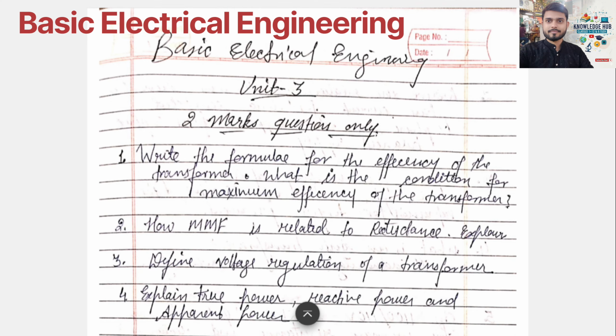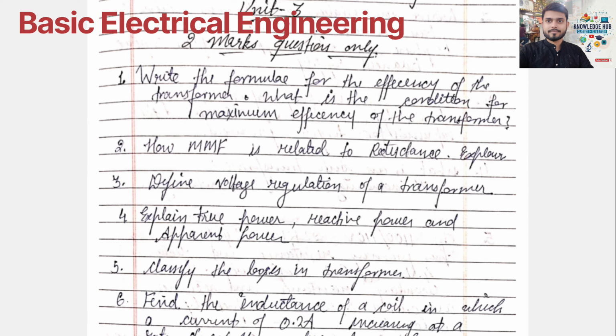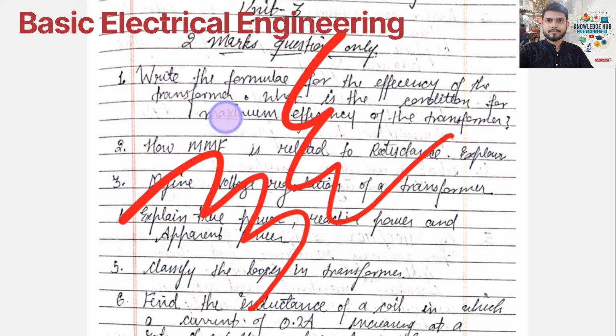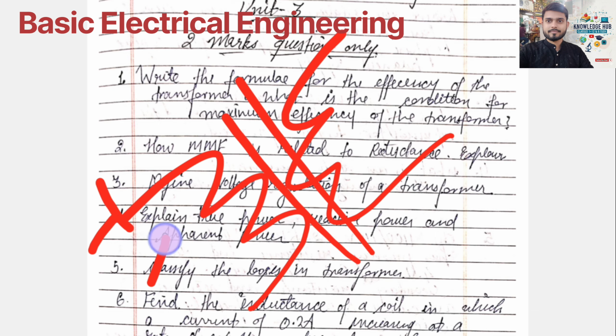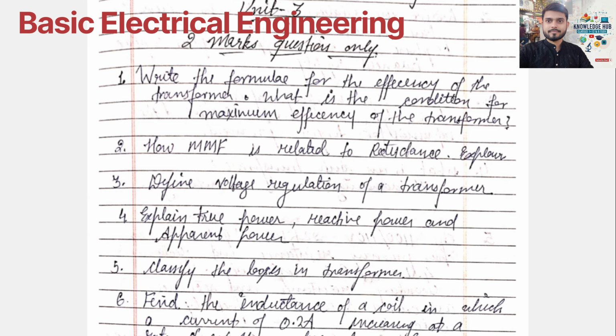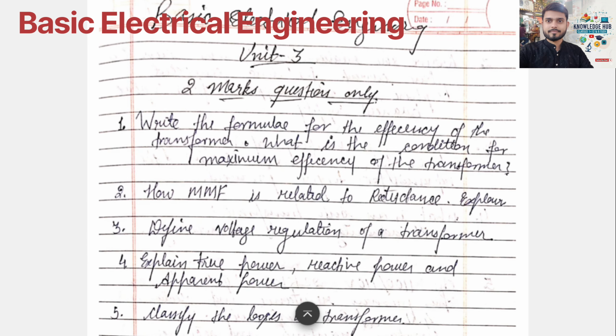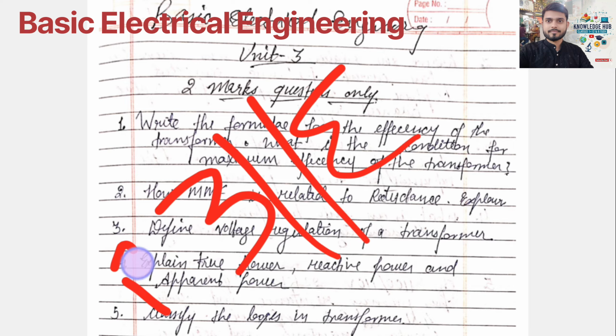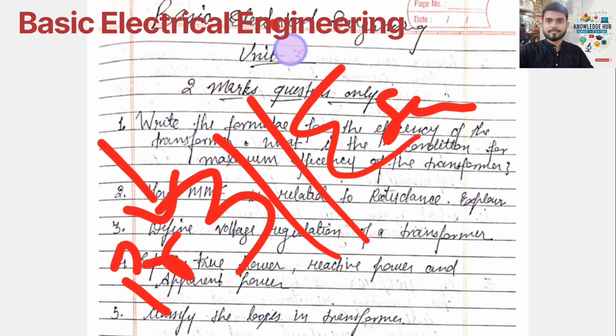Now we will proceed to Unit 3 of Basic Electrical Engineering, 2 marks questions only. Write the formula for the efficiency of a transformer. What is the condition for maximum efficiency of a transformer? We know that this is the representation of a transformer, with input and output. This is primary, this is secondary. A transformer has two windings, the primary winding and the secondary winding.